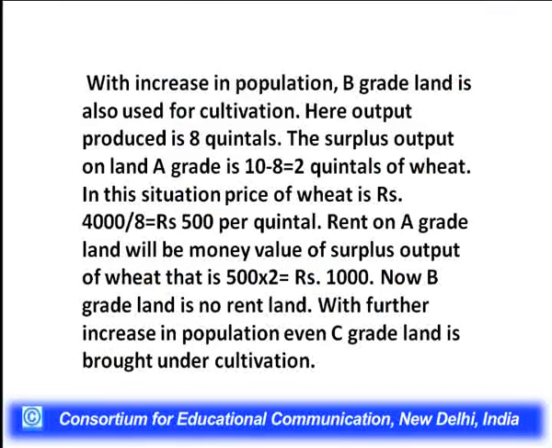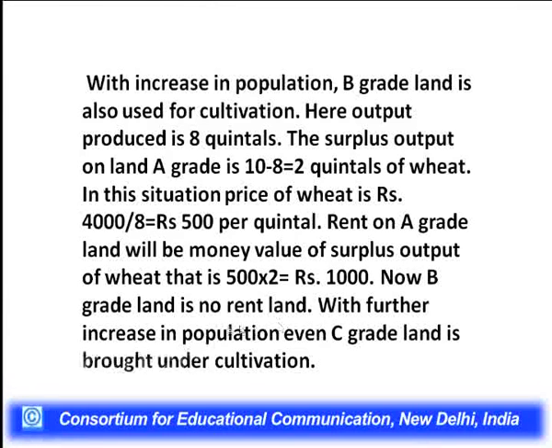Now the owner of land A will get rent according to the surplus output which this land is providing. Land A gave the output of 10 quintals while land B is giving the output of 8 quintals. So the difference is 2 quintals of wheat. So in this situation, the rent on land A will be 500 multiplied by 2, that is rupees 1,000. But there will be no rent on land B.